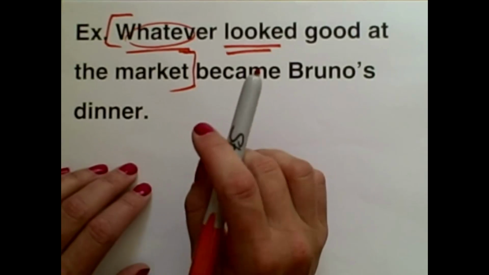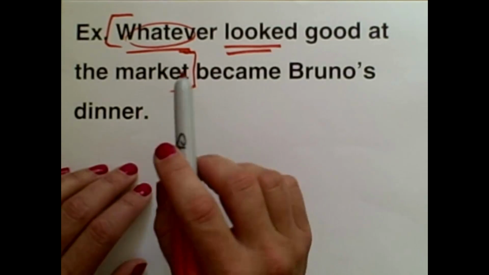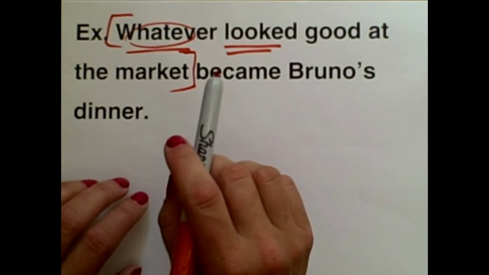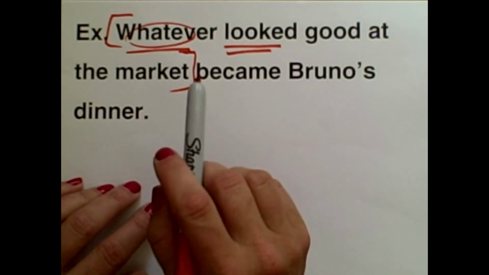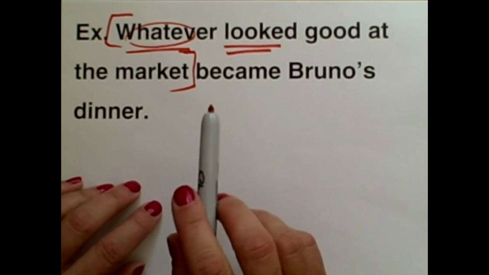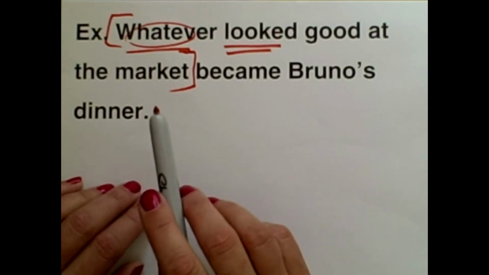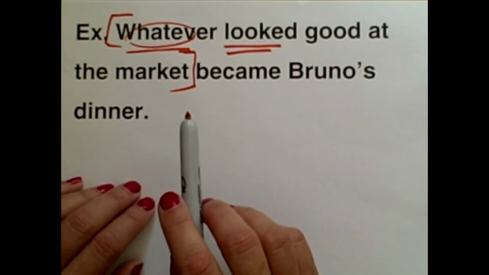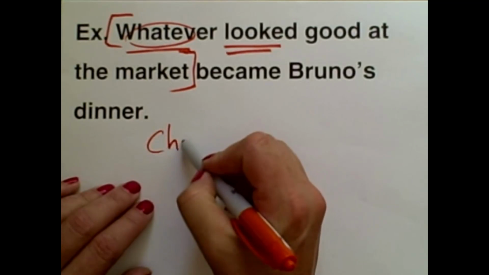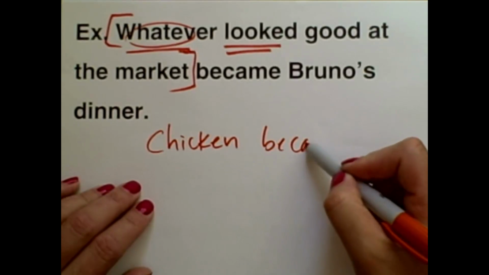Here's a nifty tip. The substitution principle works on noun clauses. Simply substitute an ordinary single-word noun for the clause to test whether you found the whole clause. I'll substitute chicken here. Chicken became Bruno's dinner. That works, so I must have found the whole clause. The substitute word also helps to reveal how the noun clause is functioning in the sentence. Here it's clearly the subject. Chicken became Bruno's dinner.